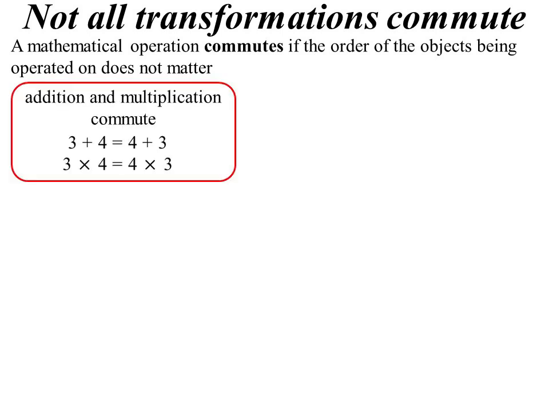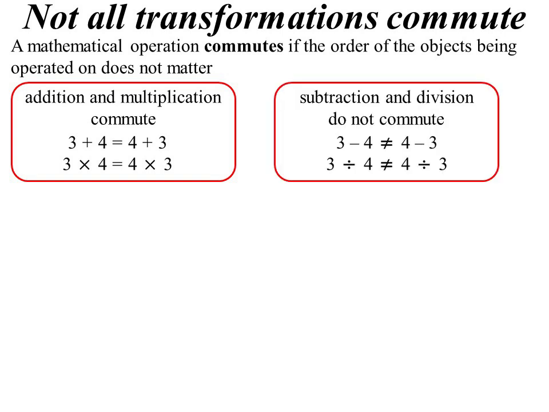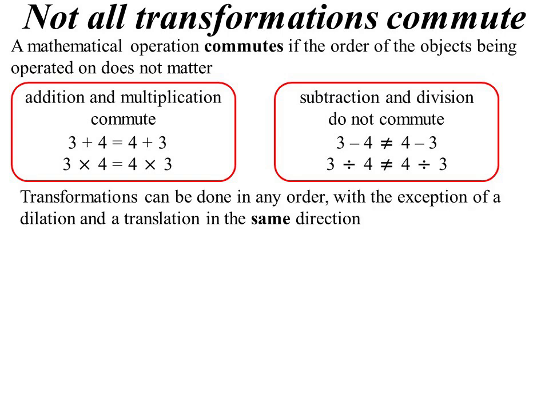So addition and multiplication, they certainly do commute. So you can swap the numbers around. Subtraction and division do not commute. 3 minus 4 would not be the same as 4 minus 3, and 3 divided by 4 is not the same as 4 divided by 3. So they're the basic operations and what we're talking about with commuting. Well, transformations. Transformations do commute with an exception. Dilation and translation in the same direction.